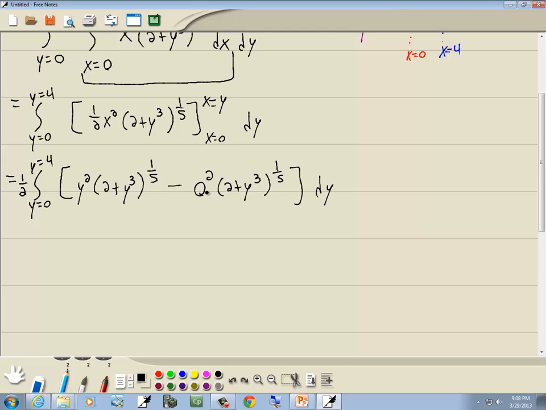Well, 0 squared is 0, times 2 plus y to the third to the 1/5 is 0, so all that drops away. So we're going to have 1/2, y is equal to 0 to y is equal to 4.